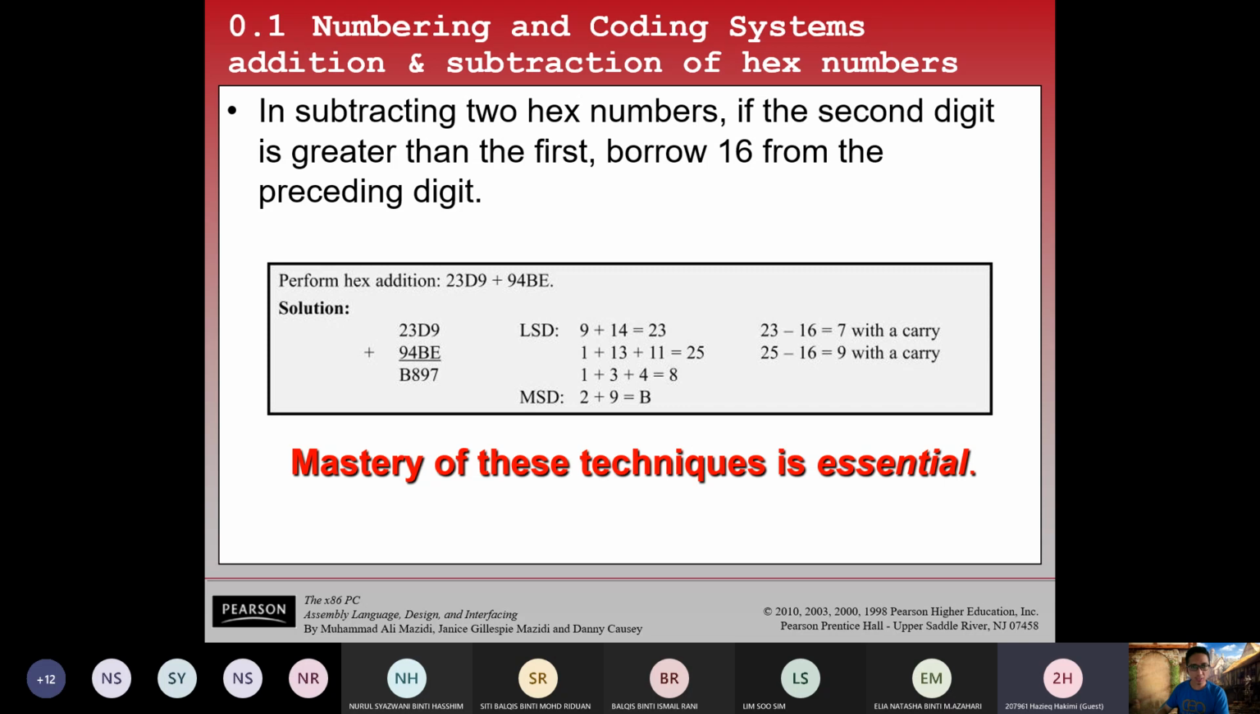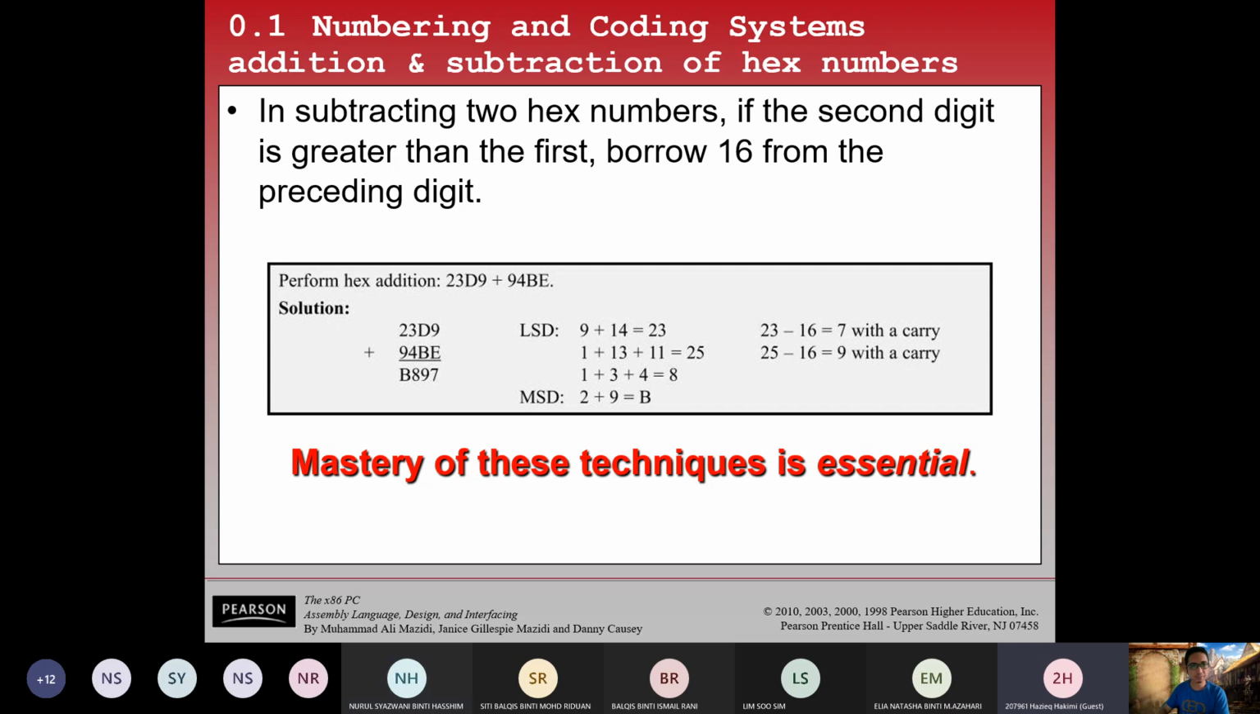Now 8 minus B cannot do as well. So you need to borrow. So this becomes 7. Okay. So 16 must be added to 8. So you have 24 minus B. So B is 11. All right. So what you have is 13. So 13 is equivalent to D.